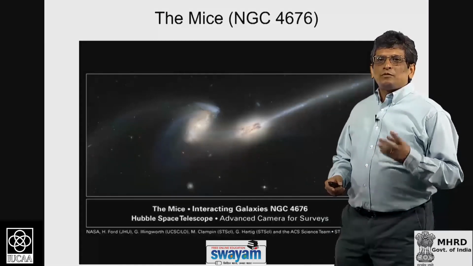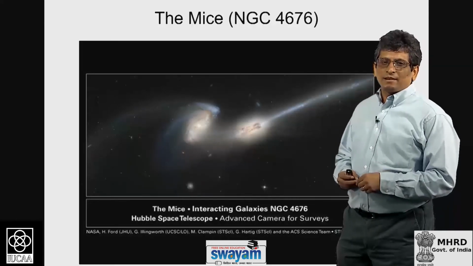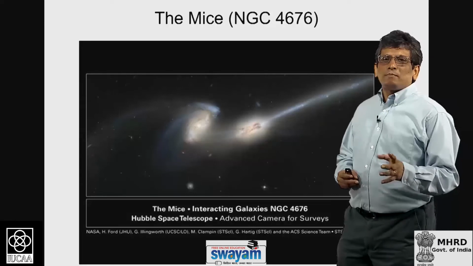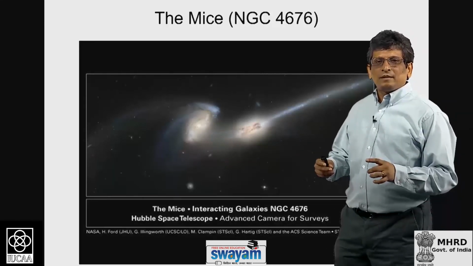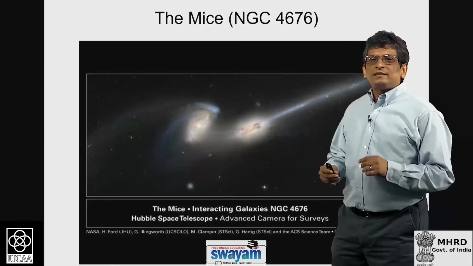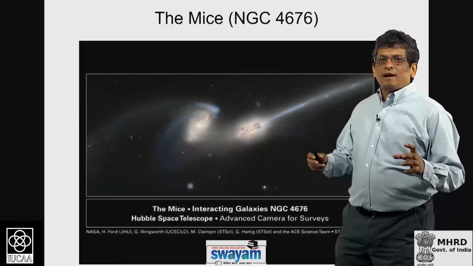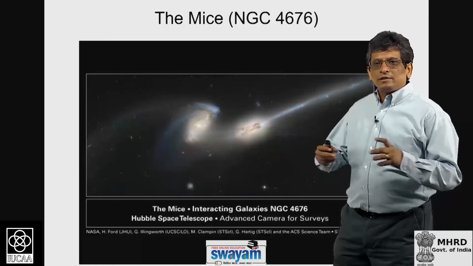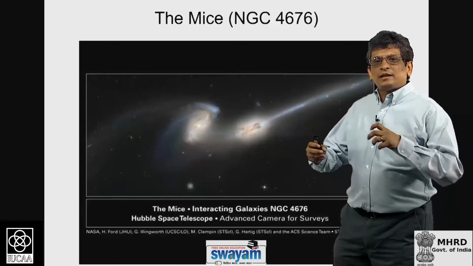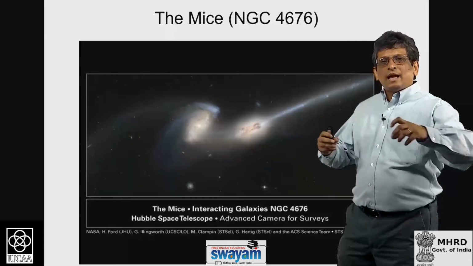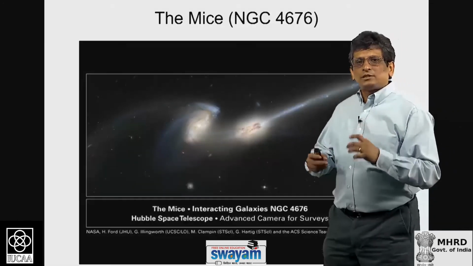Here is one of the most famous examples of interacting galaxies that we see in the sky. They are called the mice because these two galaxies look like two mice playing with each other. But NGC 4676 is a combination of two spiral disk galaxies that are in the process of very closely interacting and so pulling out stars from each other, and in the process they are going around each other and then eventually merging. Now, how do we know that that's what's happening?